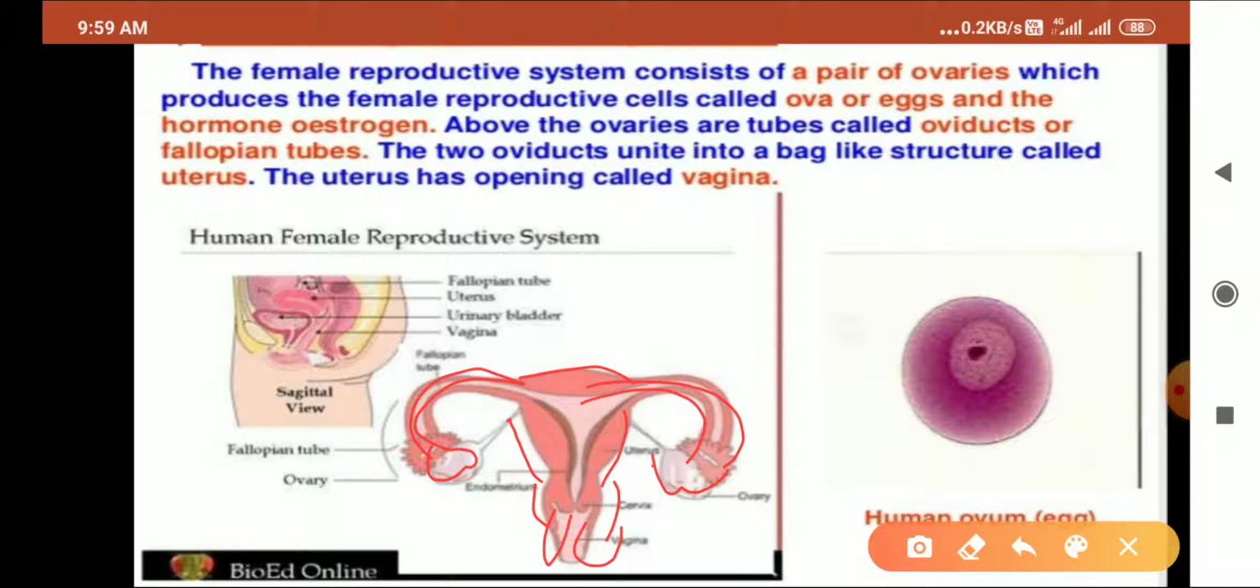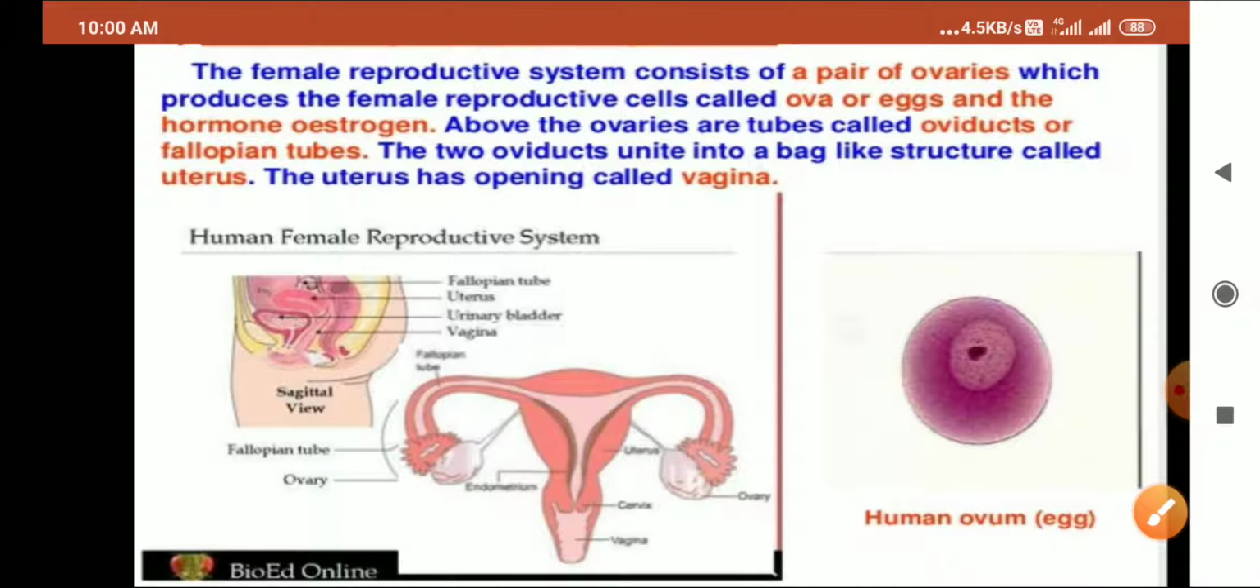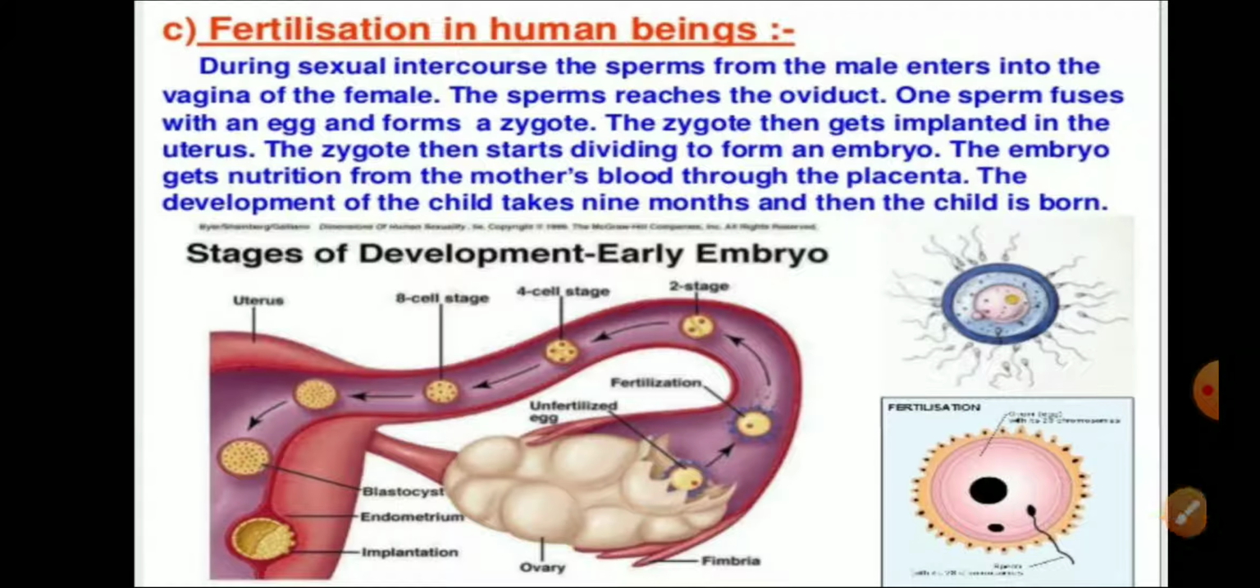The ovum is released from the ovaries and captured by the fimbriae, and at the ampullary-isthmus junction fertilization takes place. The male and female gametes fuse, and after fertilization the zygote is formed. The zygote then moves towards the uterine wall and gets embedded in it. Here we have the structure of the human egg, which is larger than the male gamete. Then we have fertilization in human beings. During intercourse, the sperms are discharged by the male into the female vagina.